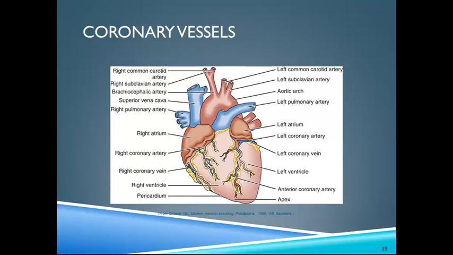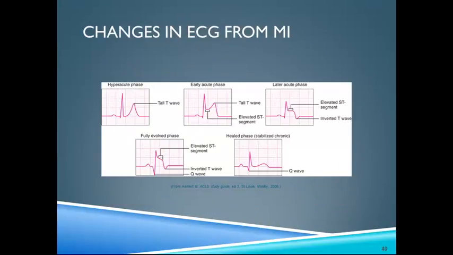Coronary vessels. So here's a picture of our coronary vessels again. During an MI, the heart muscle becomes ischemic because blood supply has been interrupted. So, changes in an EKG from an MI. In a hyperacute phase, the T wave gets very tall.